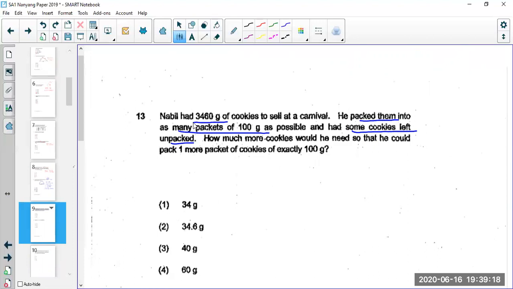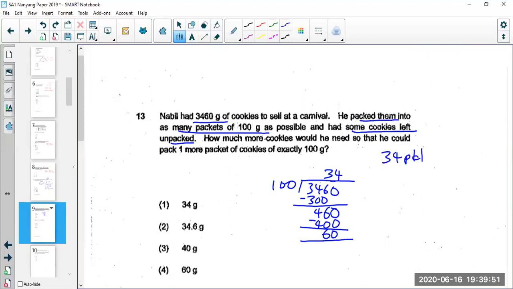Can you find how many packets are there? How many packets did he have? So can we find that? Yes, we can. You take 3,460 and you divide by 100 grams. Okay, one packet is 100 grams. So how many packets did he pack inside? So you just do 3 times 100, that will be 300, and then you minus, and then 4 times 100 will be 400, and that's a remainder. Remainder. What does that mean? It means that he has 34 packets, right? 34 packets, and there is a remainder of 60 grams of cookies left. So this 60 grams is the cookies left.